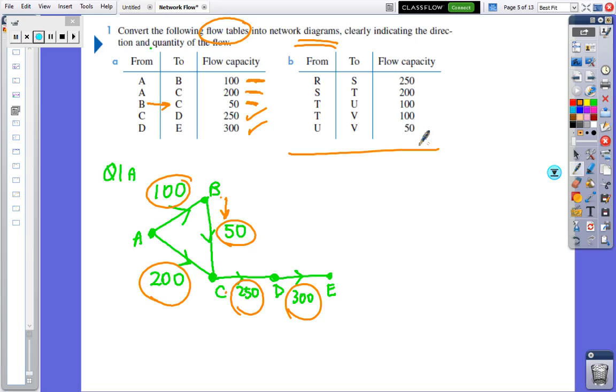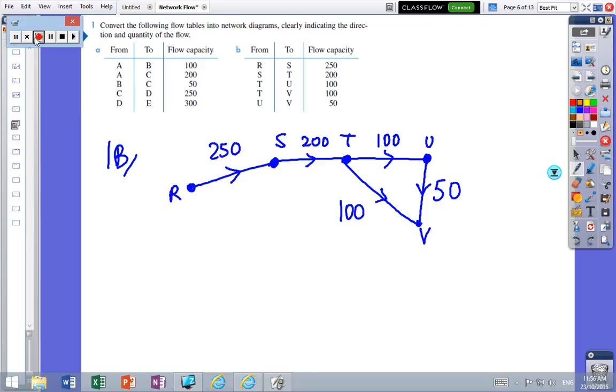So we've turned a table into a diagram. What I'd like you to do is have a go at the second one, which again is part of your exercise later on, but let's have a go at B. Have a go, draw it up, and when you're ready, we'll have a look at the answer.